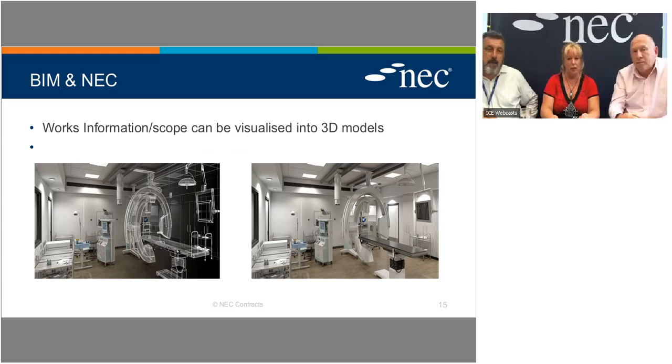Just to give you a couple of pretty examples, when I talked about work information and scope being visualised into a 3D model, here's a good example. The picture on the left is the BIM model imported into the existing operations room. I think this is a CT or MRI scanner, allowing the clinical staff to see how they can move around the room, and you can then see how that transcribed into the finished model. So I think that's a very clean example of showing how that could be translated.